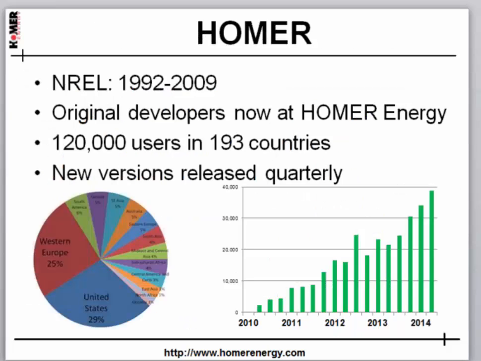Just a little background for those, most of you are probably pretty familiar with Homer, but I like to talk about how we've been around for over 20 years. It was really developed at NREL up until 2009 when we spun off Homer Energy. We're now up to 120,000 users distributed all over the world, so only about a quarter of them are in the US, and really cover the world.